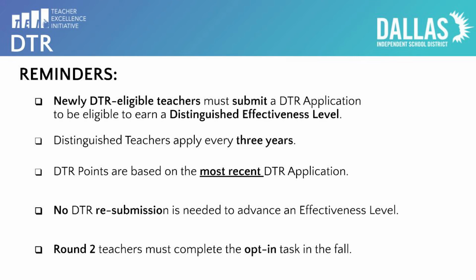Teachers should conference with their primary evaluator to ensure an early application is in their best interests. Teachers do not need to resubmit a DTR application to advance an effectiveness level. Teachers without 2021-2022 DTR data must complete the opt-in task this fall in Cornerstone.